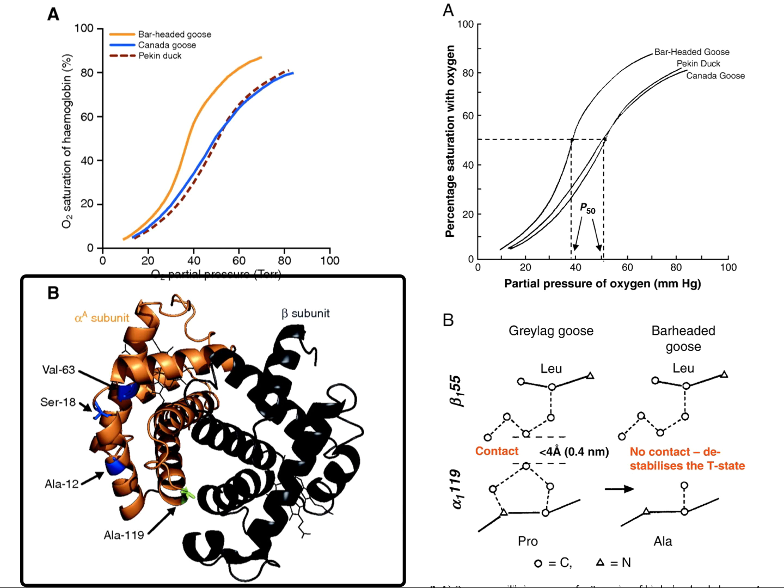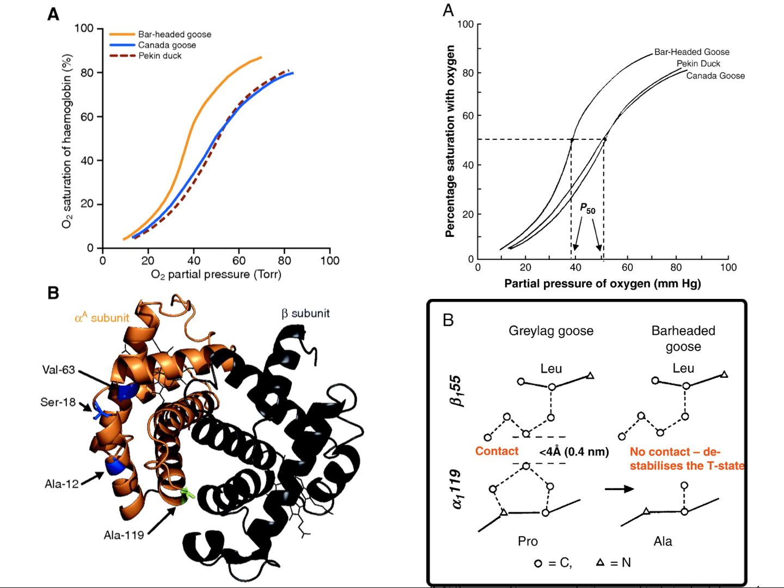And down here, these are just showing the alpha and beta subunits and where some of the changes are between the bar-headed goose and the gray-lag goose. And one particular association between a leucine and, in this case, a proline versus an alanine in the bar-headed goose allows the structure of the globin to open up a bit and to be better able to attach the oxygen to the heme group in that globin.